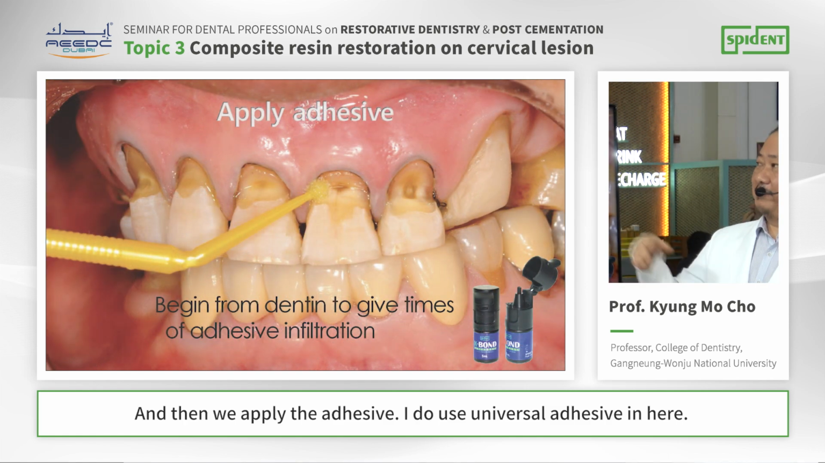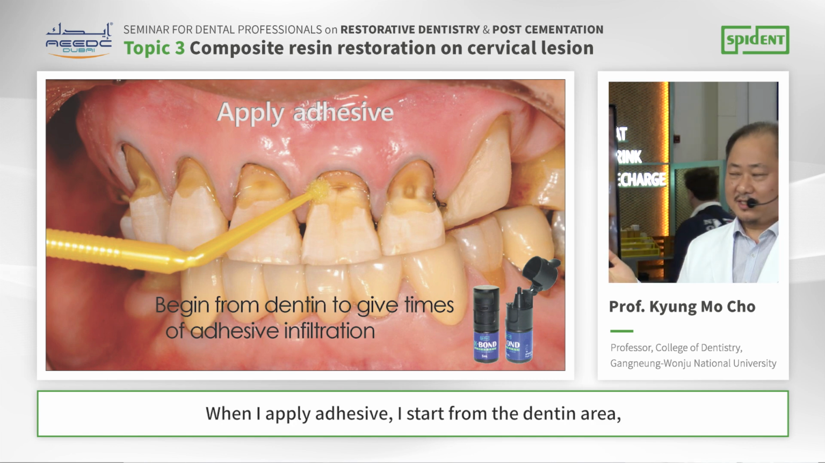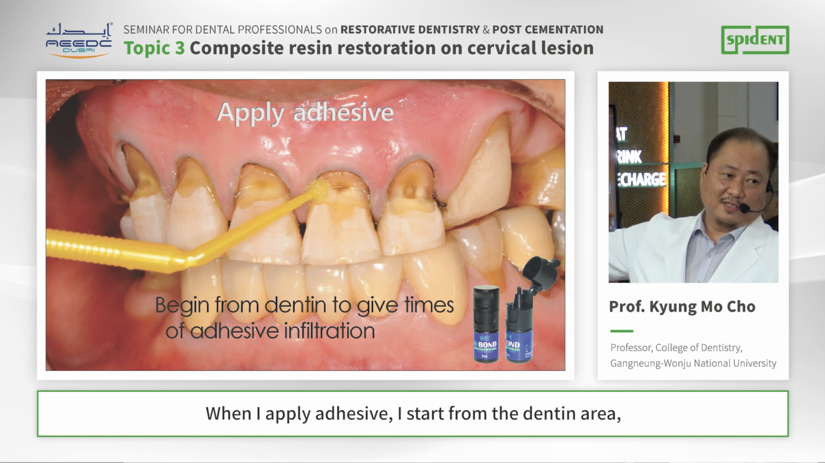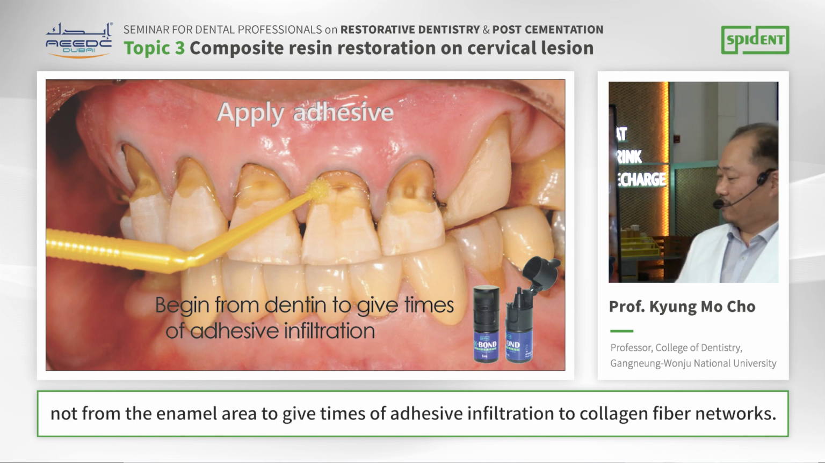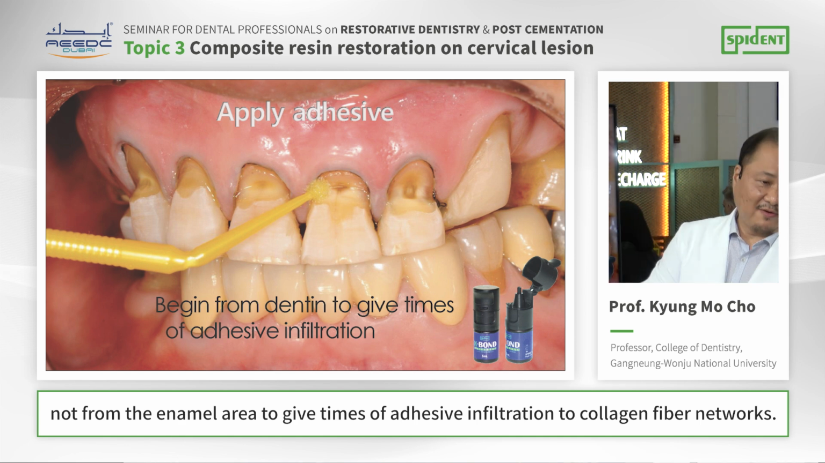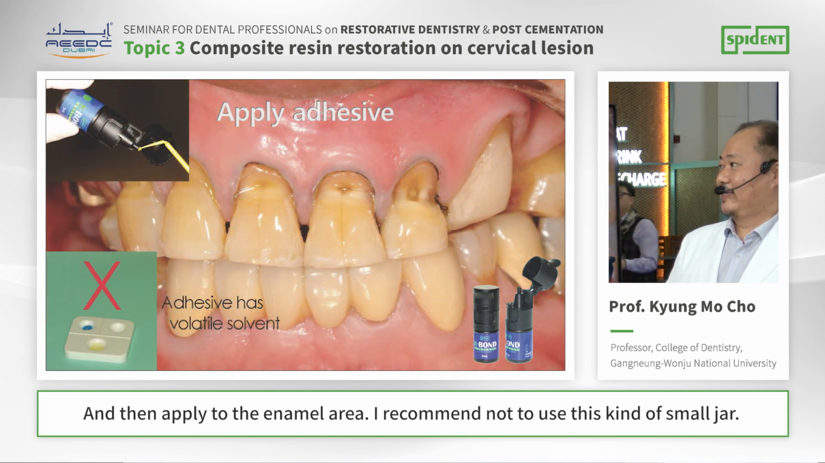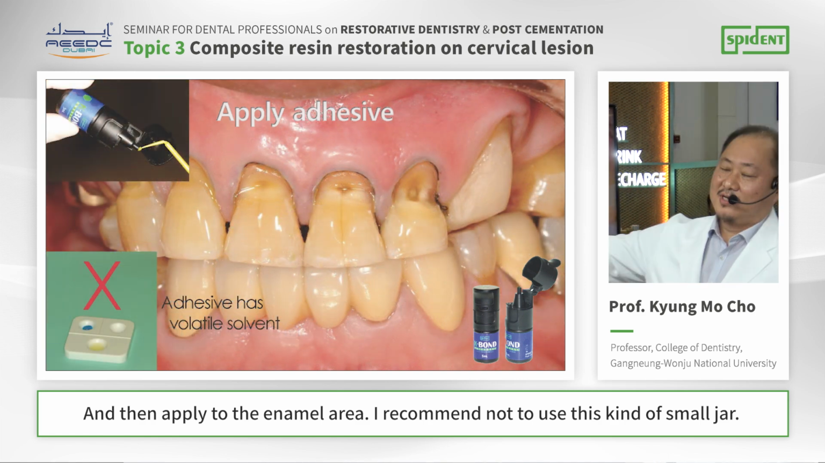And then we apply the adhesive. I use universal adhesive here. When I apply the adhesive, I start from the dentin area, not from the enamel area, to give time for infiltration into the collagen fiber network. And then apply it to the enamel area.